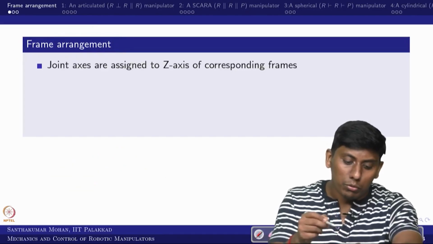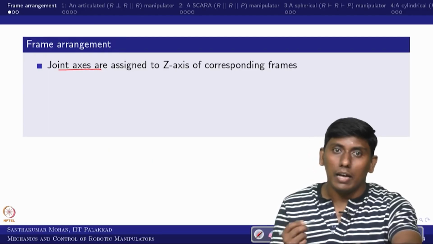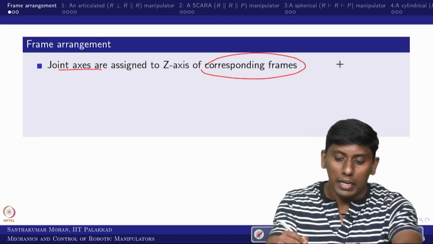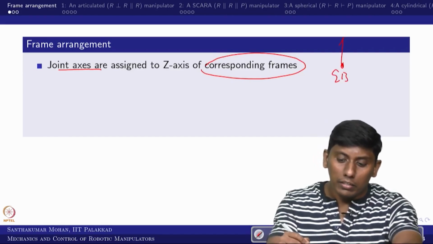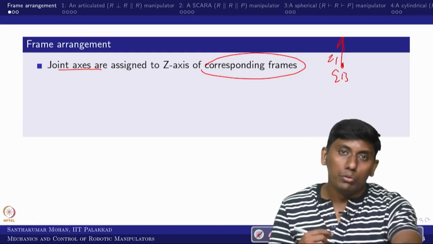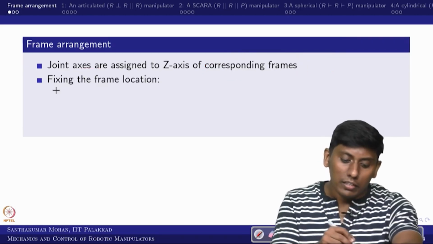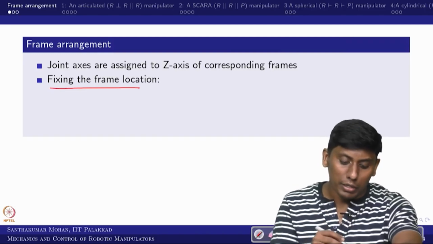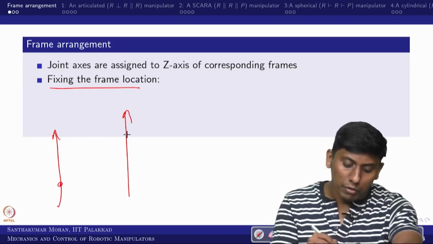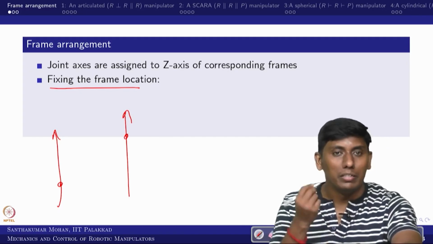The first procedure is that the joint axis is always assigned to the z axis or z direction, corresponding to the concerned frame. For example, for frame 1, the joint axis would be z1. Then how do we fix the frame location? Fixing the frame location is always a concern. For example, if you have 2 parallel axes, where do you fix frame 1 and where do you fix frame 2? There are several options, so we need to provide some additional rules.